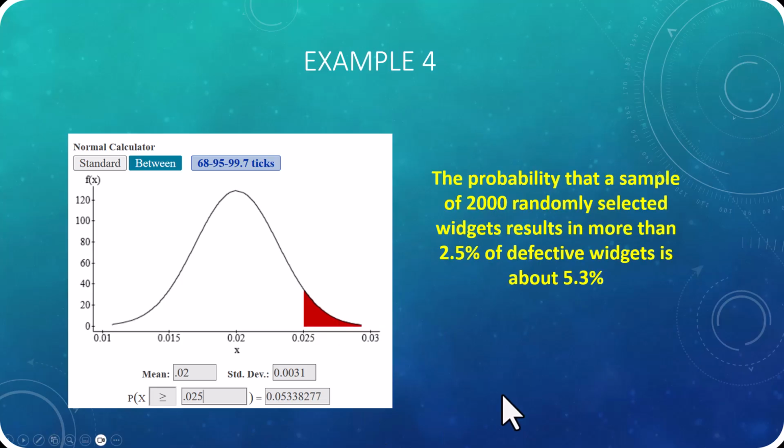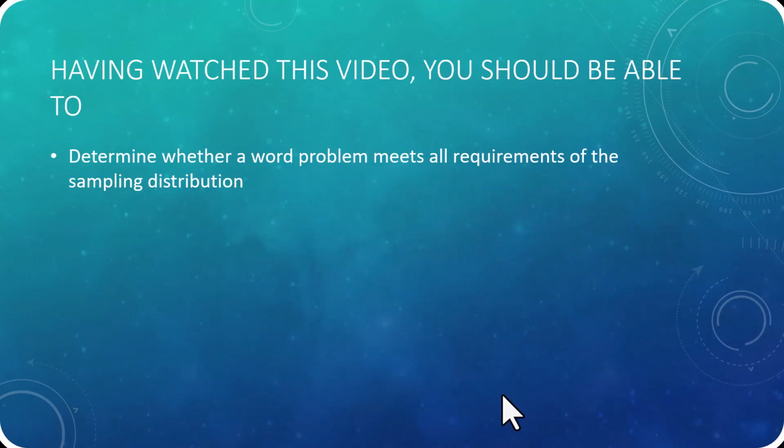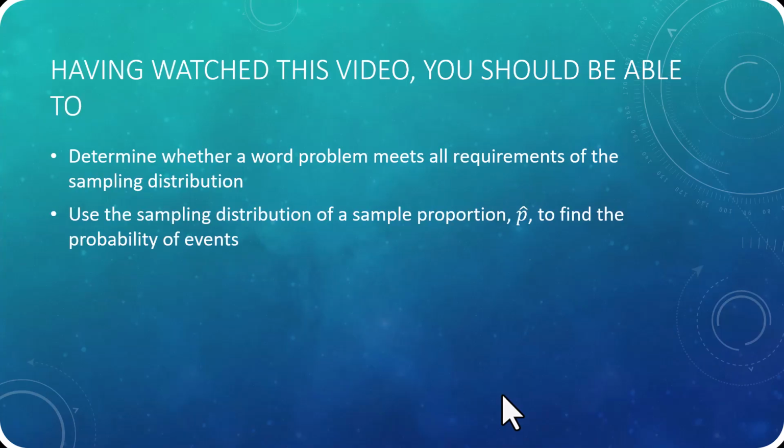So we can see as a result that the probability that a sample of 2,000 randomly selected widgets results in more than 2.5% of defective widgets, there's about a 5.3% chance of that happening. So now that you've watched this video, you should be able to determine whether a word problem meets all the requirements of a sampling distribution, and you should be able to use that sampling distribution of a sample proportion, p hat, to find the probability of an event.